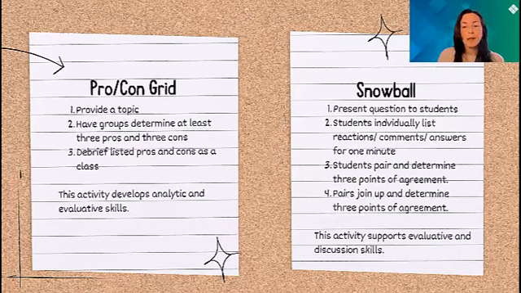Then you have students pair and determine 3 points of agreement that they have across those reactions, comments, or answers. So where do they agree with each other? Then you have those pairs pair with another, so making a 4-person group, and they choose amongst all of those 3 points of agreement between them. This really helps them look at evaluation, how can they be evaluative, how can they conduct analysis, and how can they increase their discussion skills.